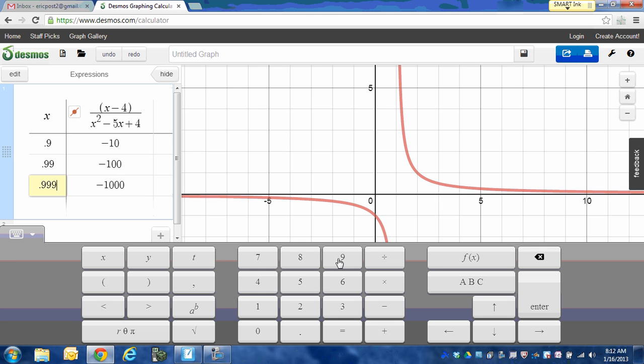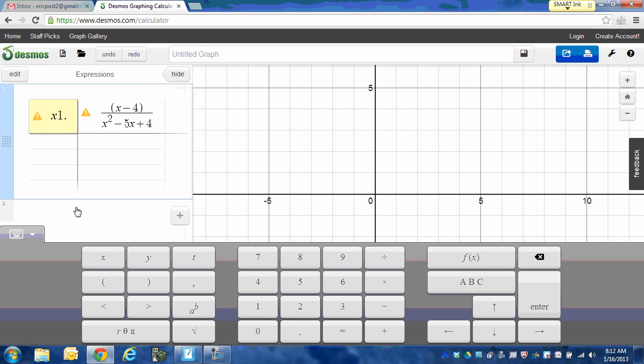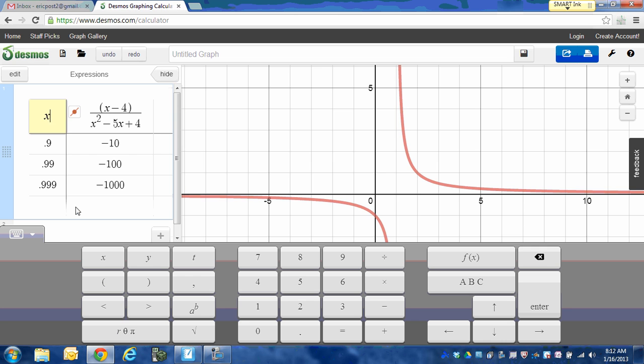Let me make another value. Let's go even closer. Let's go 0.99, and I'm getting negative 100. What if I were to go 0.999? I'm getting negative 1,000. So as I'm getting closer and closer to 1, you'll notice that the function value is getting larger and larger in magnitude. I can pretty much predict that the next one, 0.9999, is going to be negative 10,000. I'm multiplying by 10 each time, essentially.